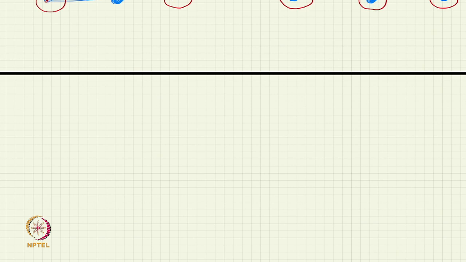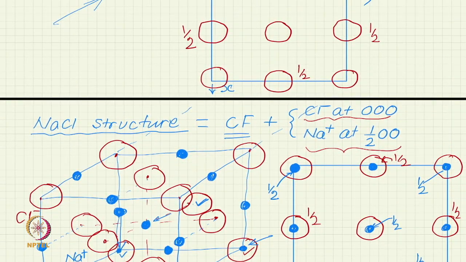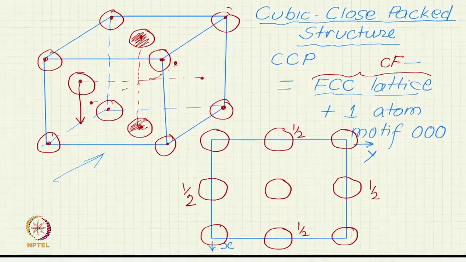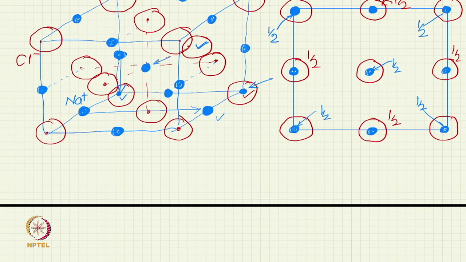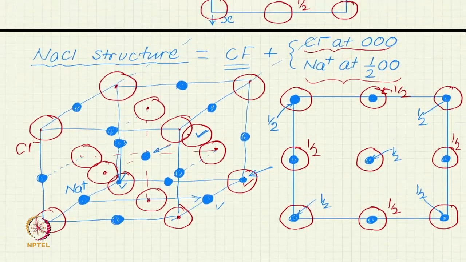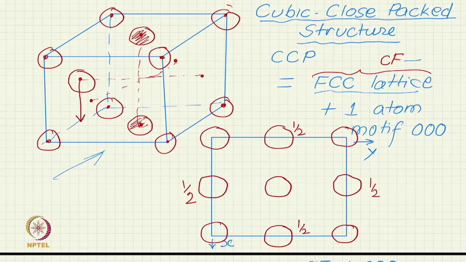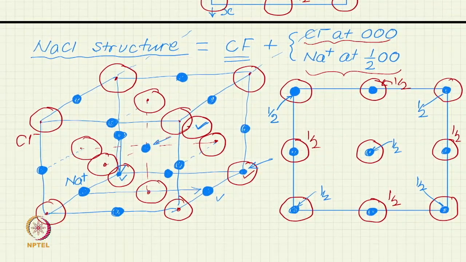So, that is about orthographic projection, and a sort of review also of what is meant by lattice and motif, and also an alert or warning that lattice is different from a structure. I have shown you 2 different structures, the cubic close packed and sodium chloride structure, both of which have the same lattice, FCC. So, what is the distinction? The distinction comes from the motif. CCP will have a single atom motif, 000, whereas sodium chloride will have a 2 atom motif, 000 and half 0 0.